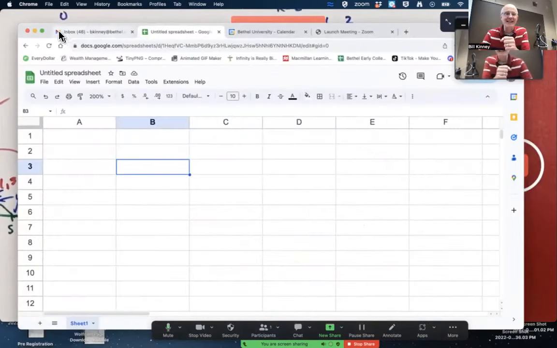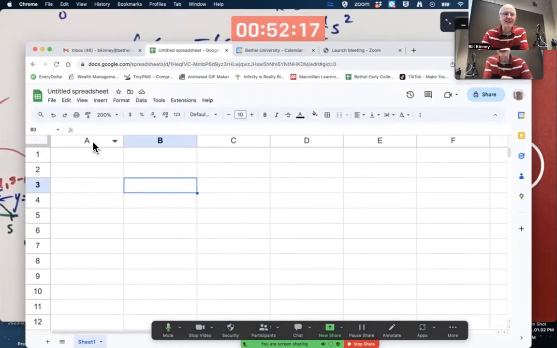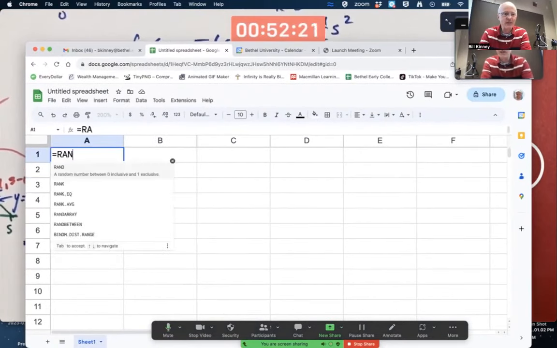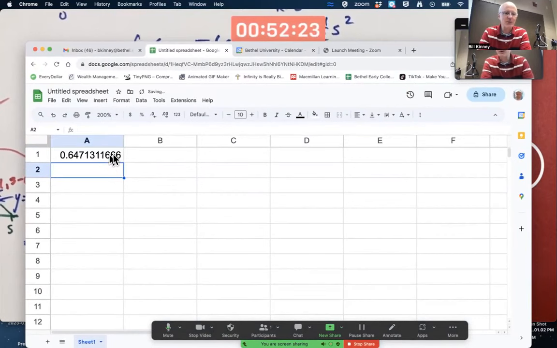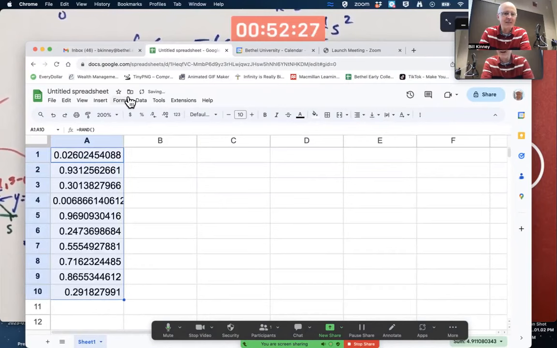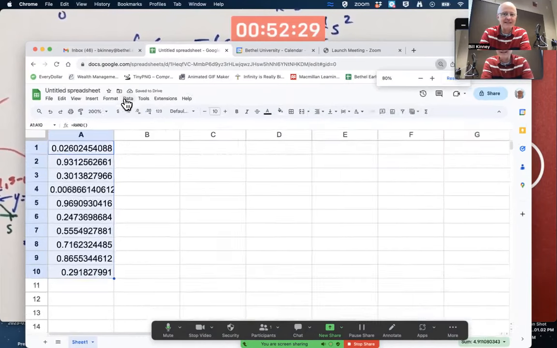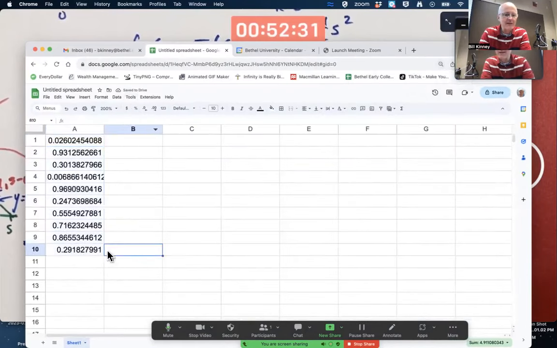Do we believe this? Let's use some simulation. Spreadsheet equals RAND. Uniform on 0, 1. How many samples should I do here? What sample size? How about sample size 25 here?